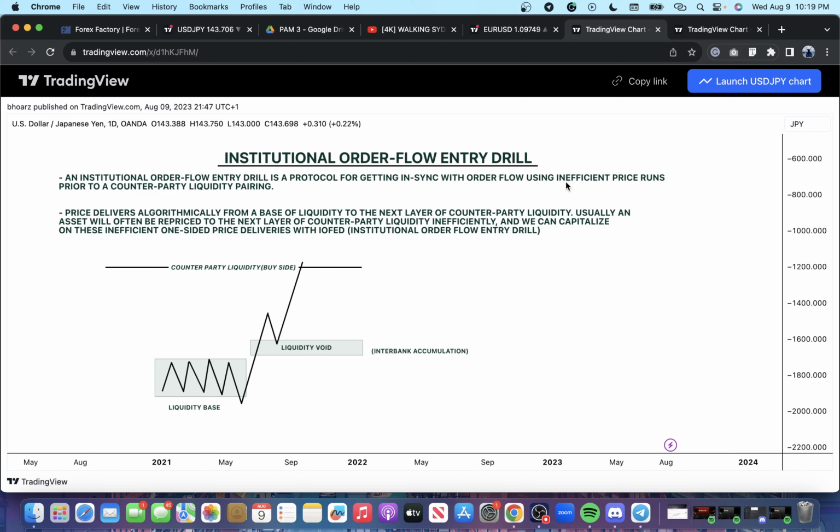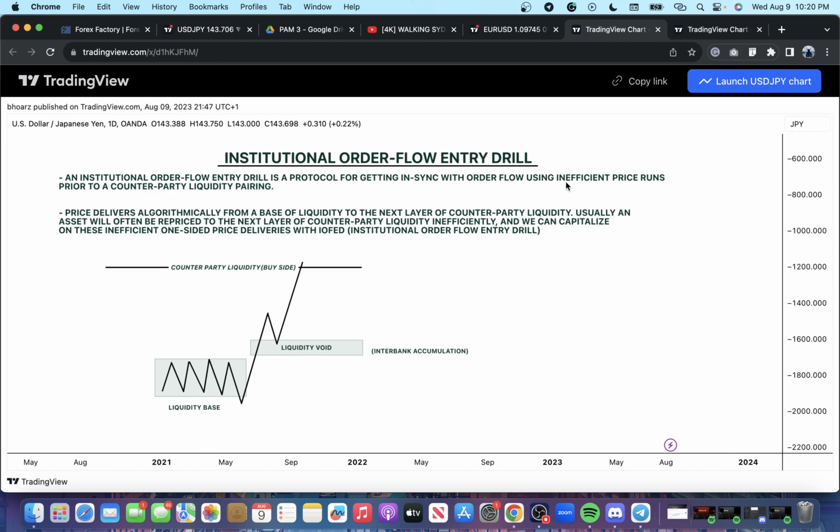Essentially, the market is not moving based off of what you think is supply and demand. The market moves based off of the next liquidity draw. That's where the market moves. Once there is a level of transaction price, the algo starts to reprice the next level for counterparty liquidity. That's typically the way the market goes.